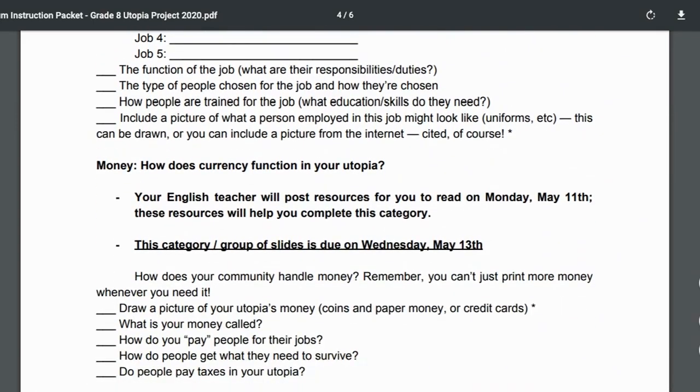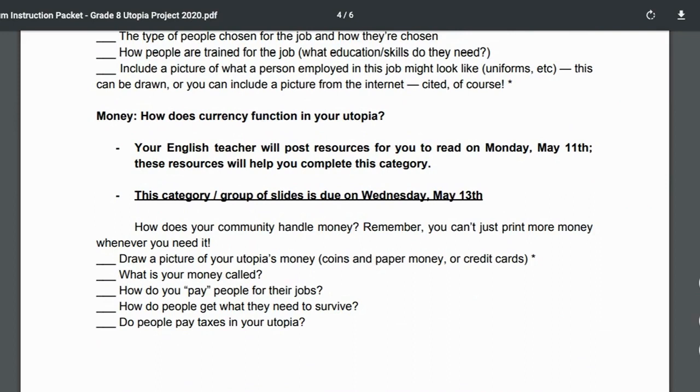Now, you can't have a society run without money. You can't be using US dollars if you're running your own utopia. So think about how money will work in your utopia. Ms. Flaherty and I will provide resources for these for you to read so that you'll be able to learn more about different forms of currency and money that you can use for your society. You can also design your own coins and paper money. Again, this is an opportunity for those of you who love to do art to come up with an example.